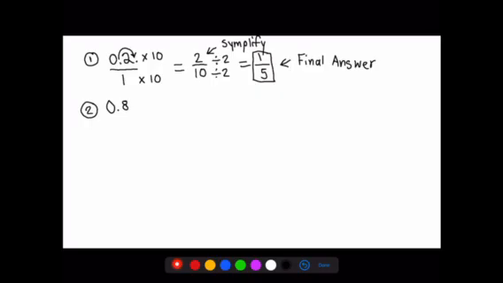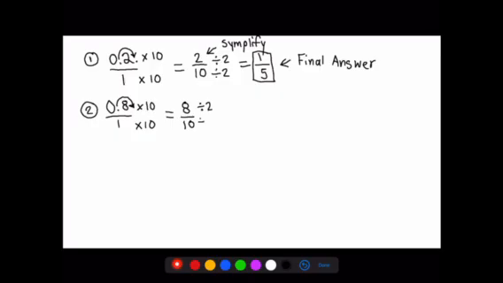Okay, question number 2. We're going to convert 0.8 into a fraction. So we're going to multiply the numerator and the denominator by 10, and that causes the decimal to move to the right once, which makes 8 a whole number. So we would get 8/10.